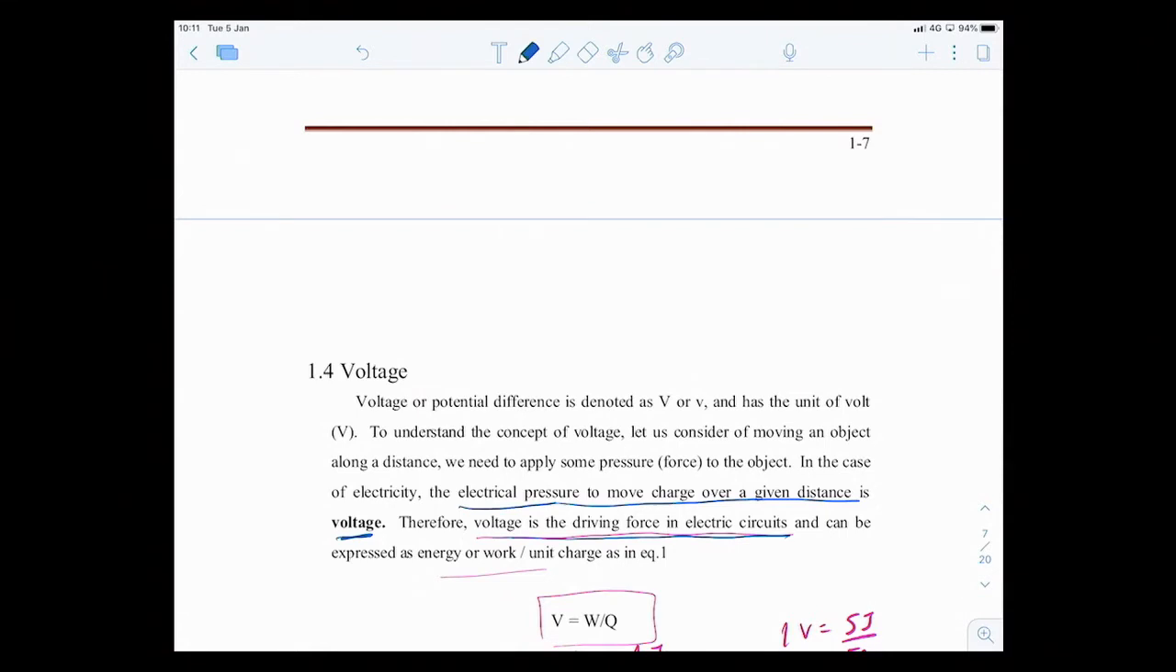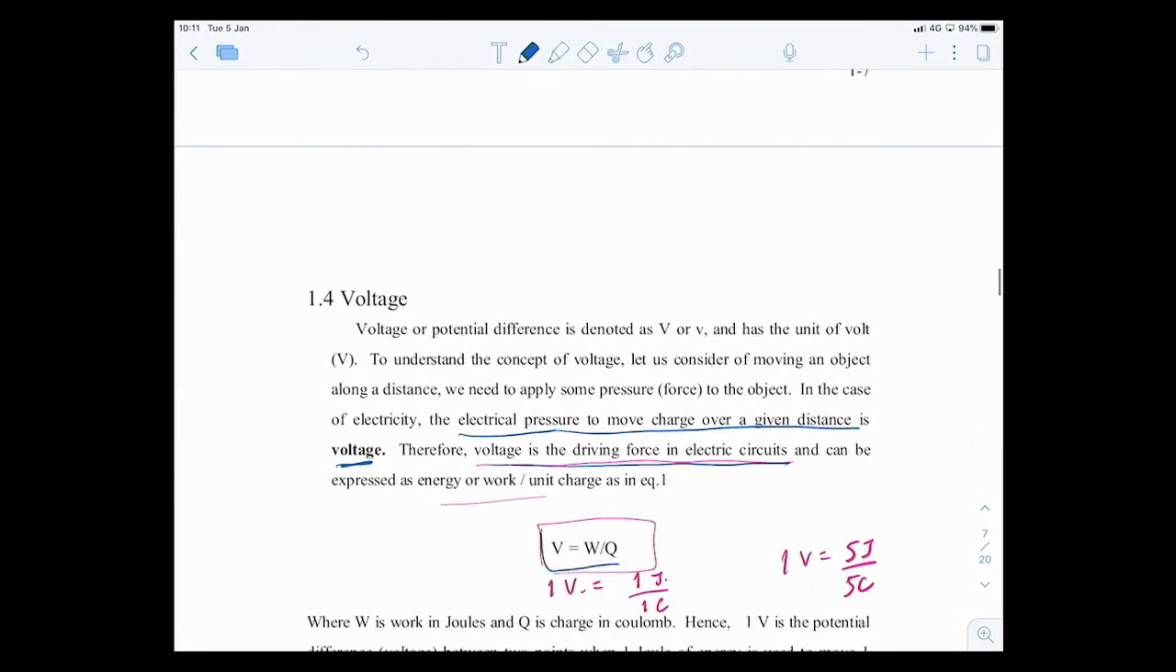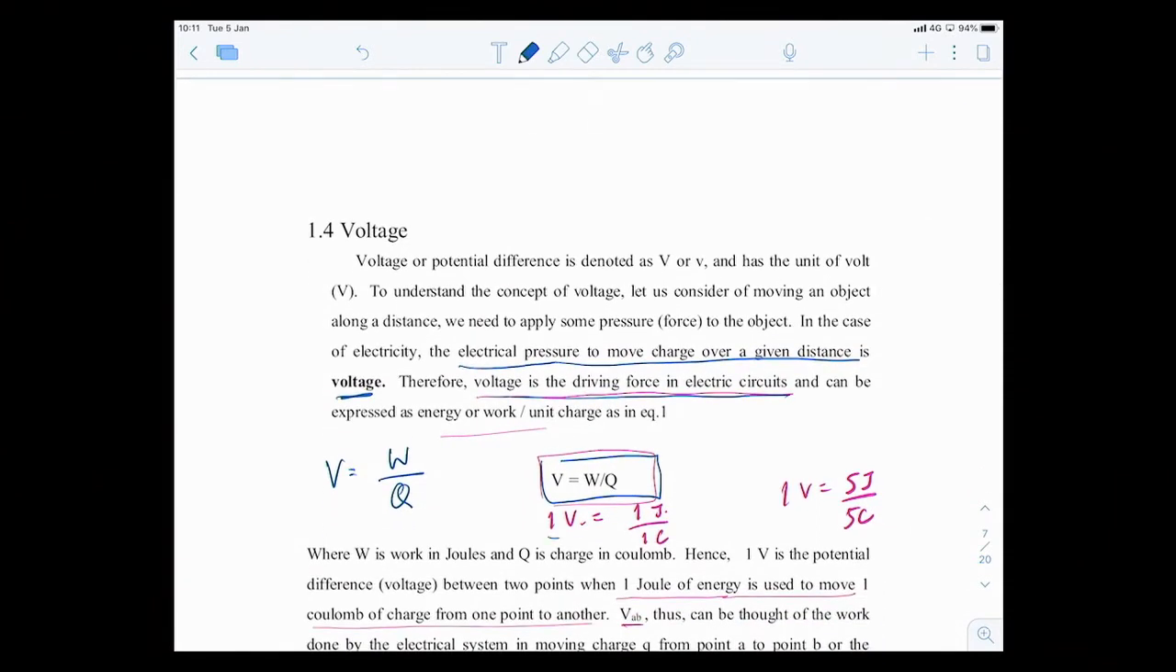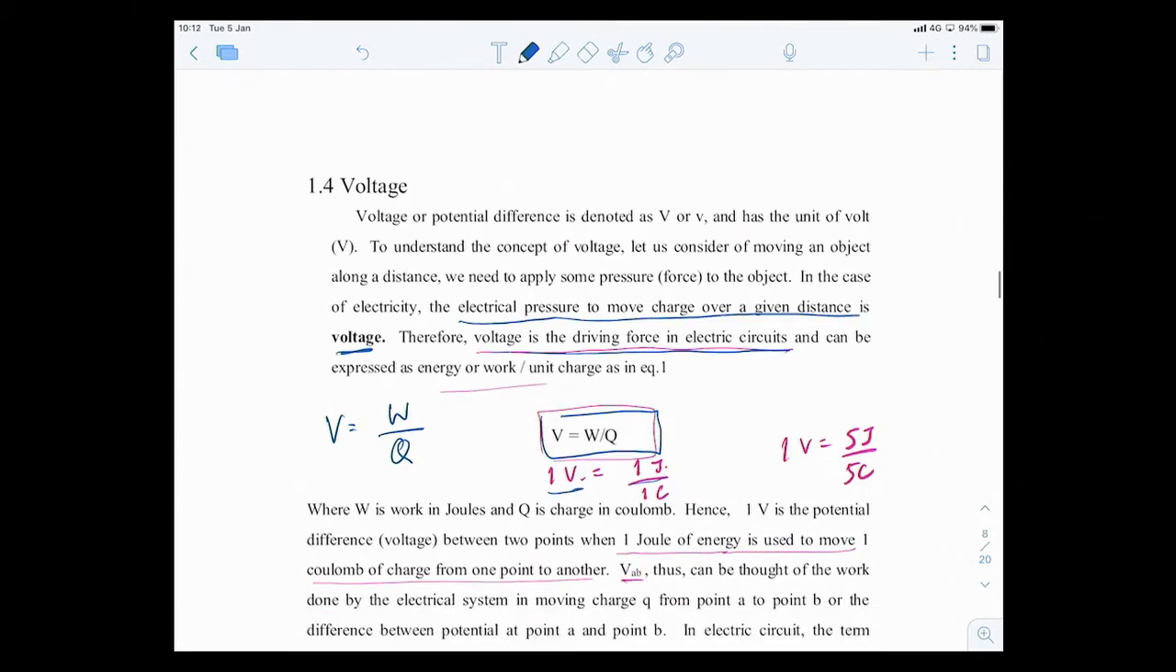We can express it in terms of its unit. Voltage is equal to work per charge. So in terms of the unit itself, 1 volt is equal to 1 joule divided by 1 coulomb, 1 joule per coulomb. So if you say 1 volt, what is it?